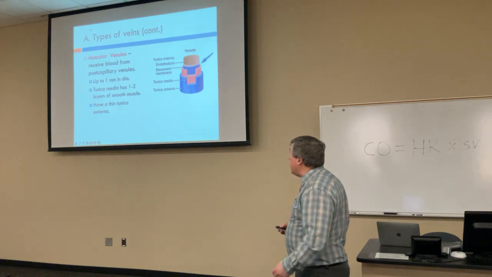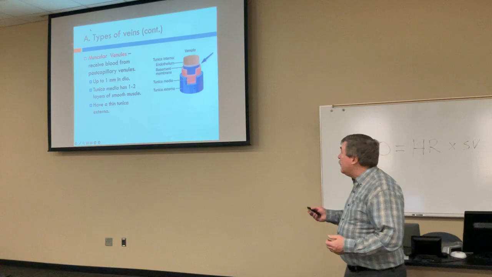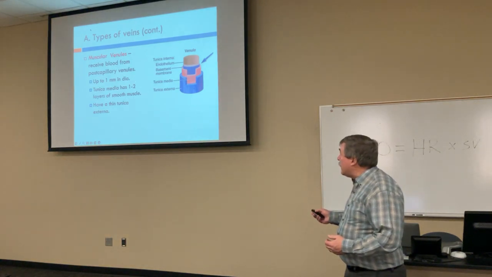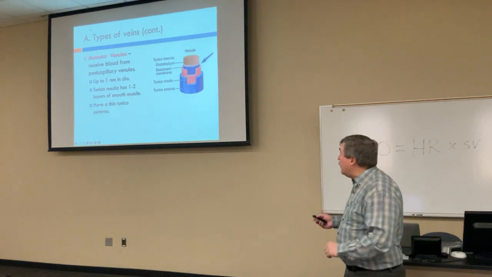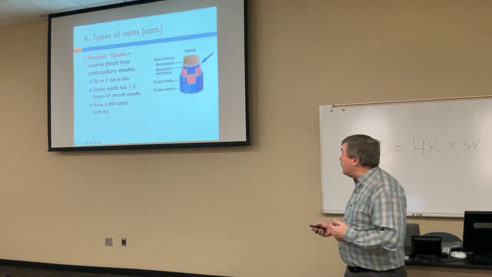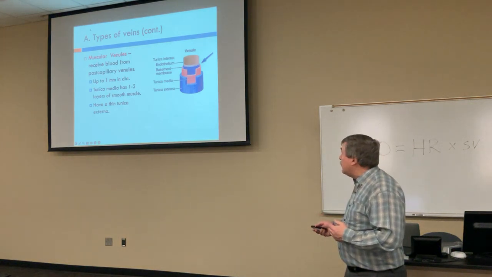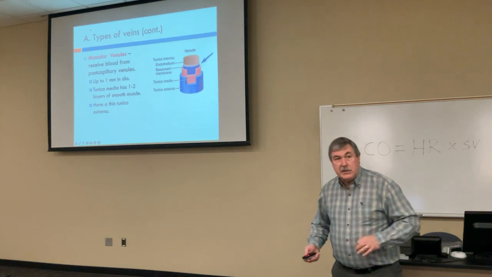And then there are larger venules called muscular venules. They receive blood from the postcapillary venules. These are up to 1 millimeter in diameter, so they're really small. And their tunica media has only 1 to 2 layers of smooth muscle. And they have a very thin tunica externa. So these are really hard to see, they're so tiny.